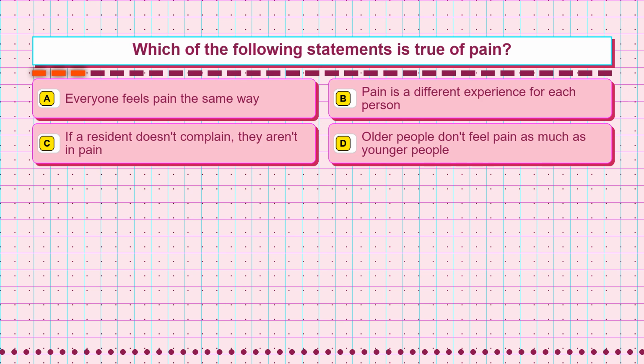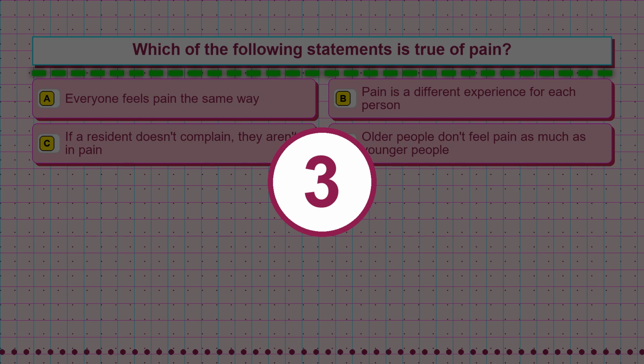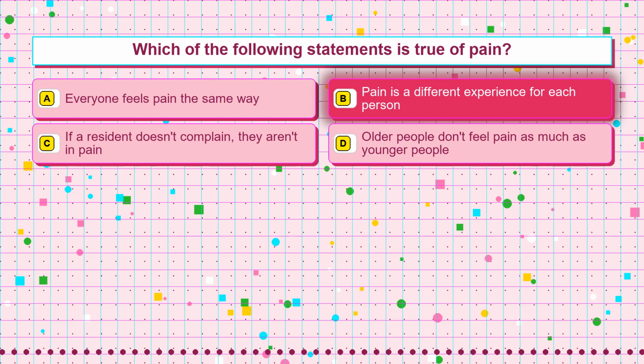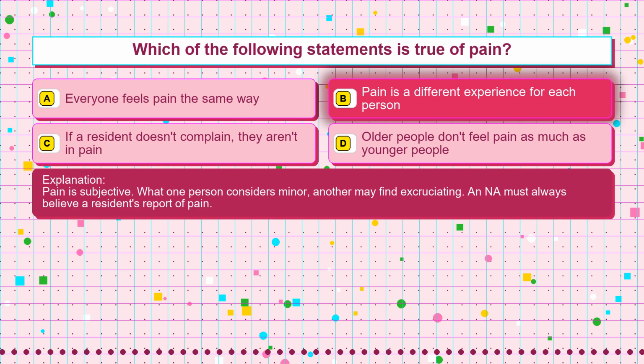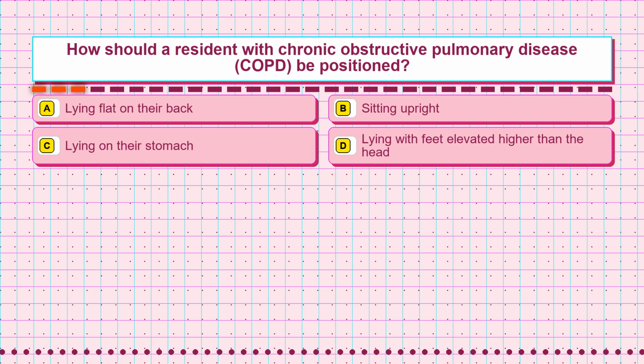Question 45. Which of the following statements is true of pain? Option A, everyone feels pain the same way. Option B, pain is a different experience for each person. Option C, if a resident doesn't complain, they aren't in pain. Option D, older people don't feel pain as much as younger people. The correct answer is option B. Pain is a different experience for each person. Pain is subjective. What one person considers minor, another may find excruciating, and NA must always believe a resident's report of pain.